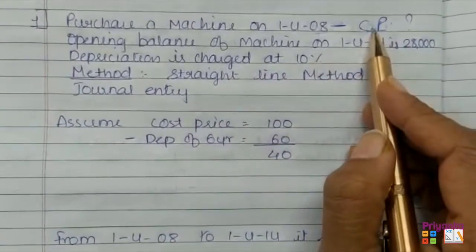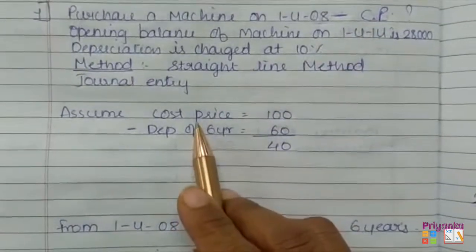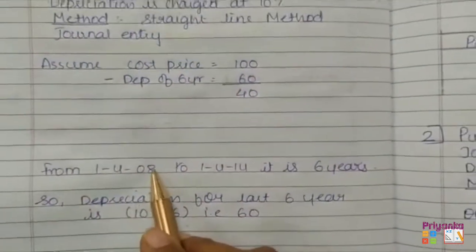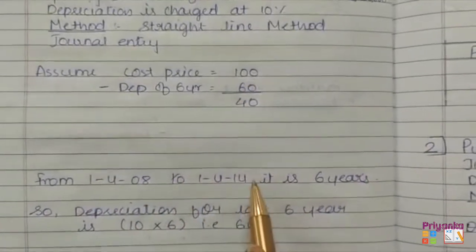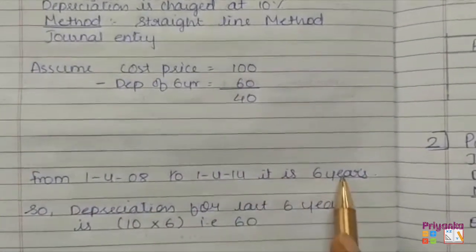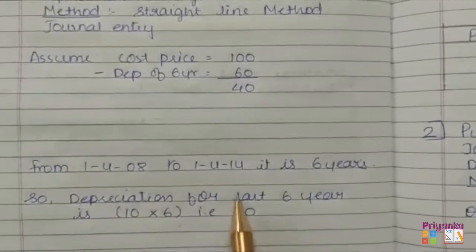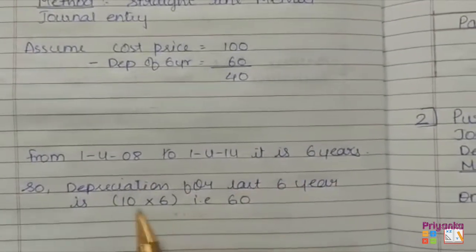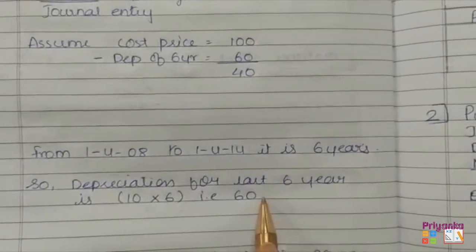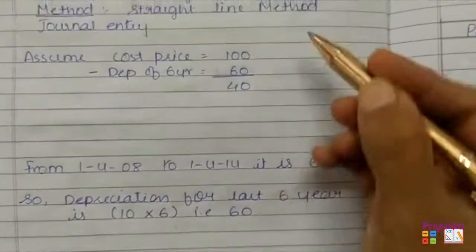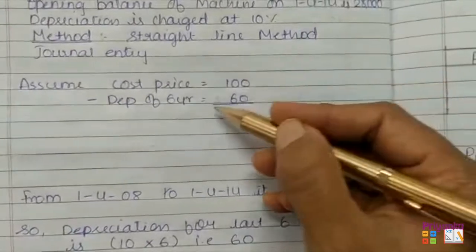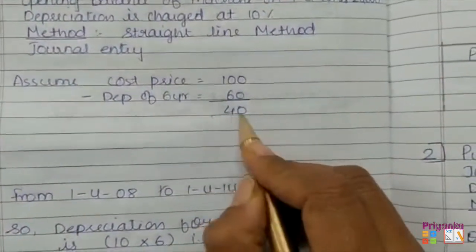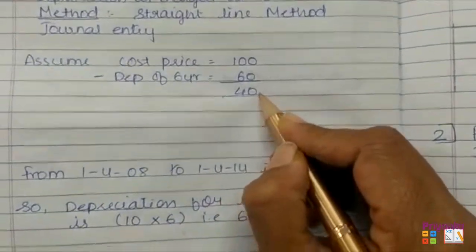As in this question the cost price is not given, here we are going to assume the cost price as 100. Now from 1st April 2008 to 1st April 2014, it is 6 years. So depreciation for the last 6 years, at 10 per year, means that it would be 60%. So out of 100% cost price, the depreciation of the 6 years, that is 60%, is already calculated. So the remaining value must be 40%.